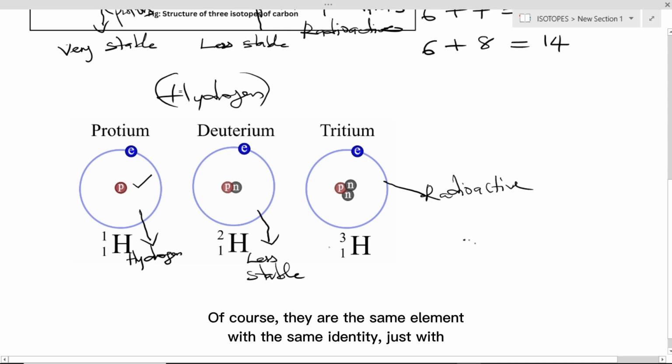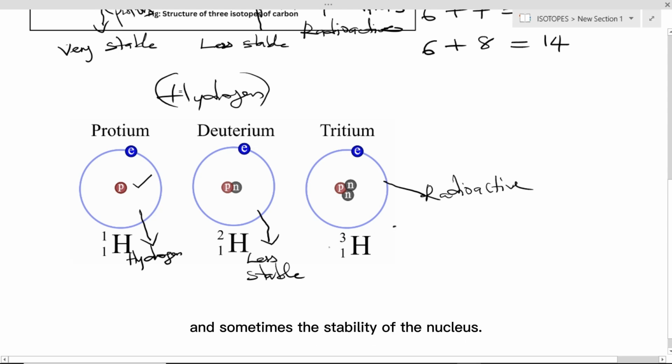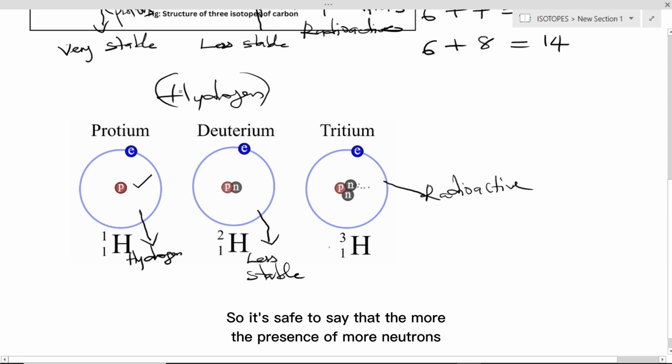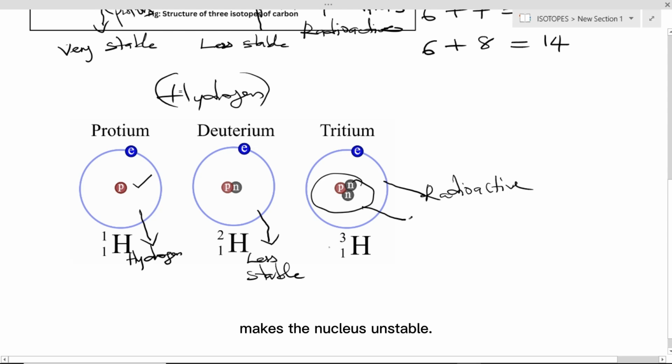Of course, they are the same element with the same identity, just with different neutron weights. Because the number of protons is the same, isotopes have the same chemical behavior, but extra neutrons change the mass and sometimes the stability of the nucleus. So it's safe to say that the presence of more neutrons makes the nucleus unstable.